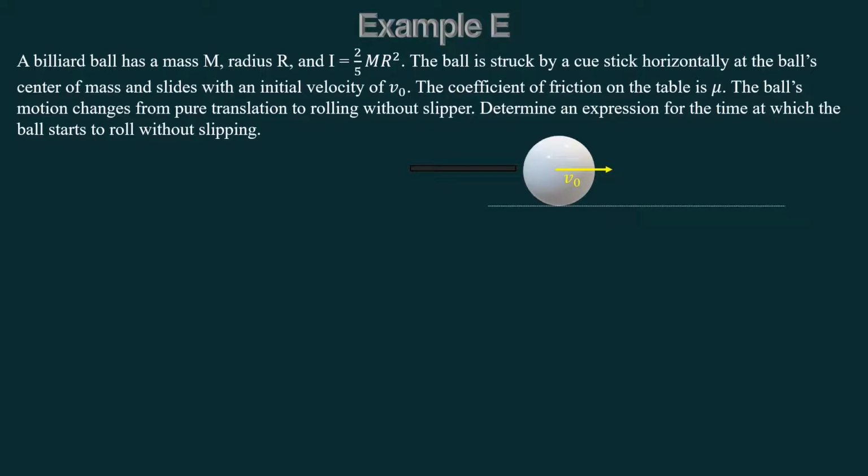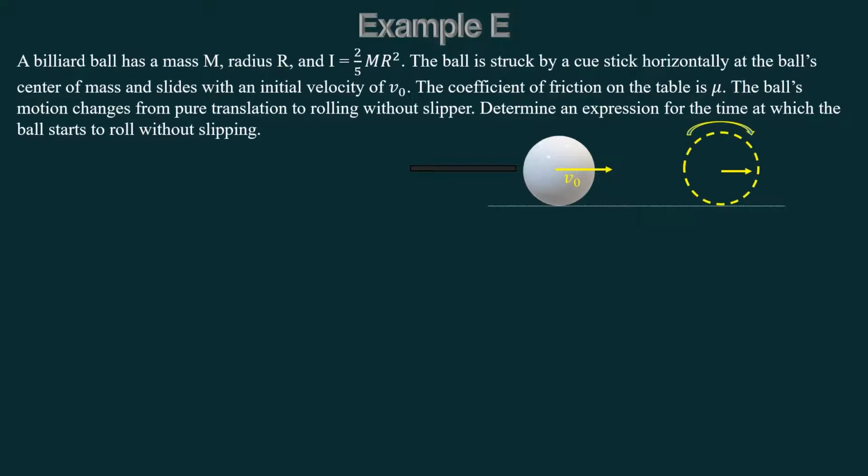Due to the friction on the table, causing a force at the edge of the ball, tangent to the ball, it's going to make it start to rotate. It's going to convert some of its linear velocity into angular velocity. So it's going to lose some of its linear velocity and gain angular velocity due to friction, because friction is going to do negative linear work and positive rotational work.